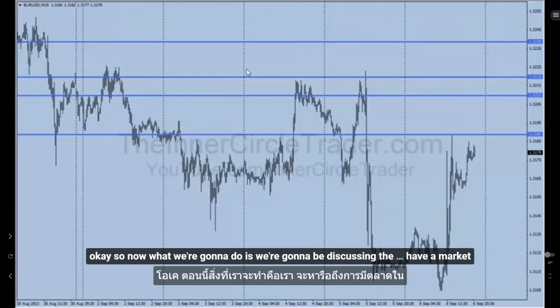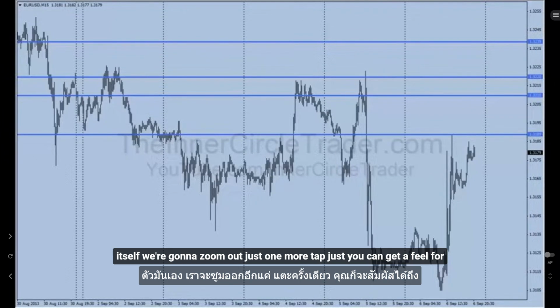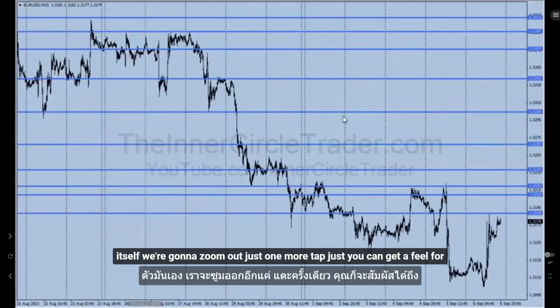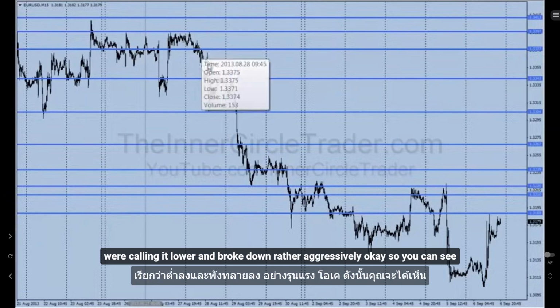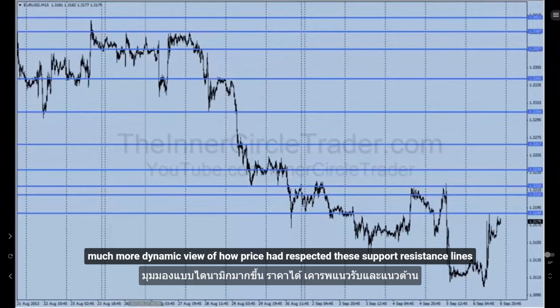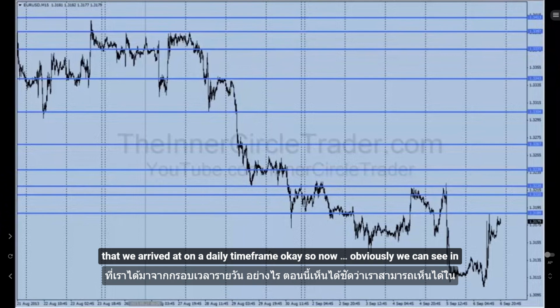How the market itself. We're going to zoom out just one more tap just so you can get a feel for what has happened. The market traded lower up in these levels here where we were calling it lower, and broke down rather aggressively. Okay, so you can see a much more dynamic view of how price had respected these support and resistance lines that we arrived at on the daily time frame.